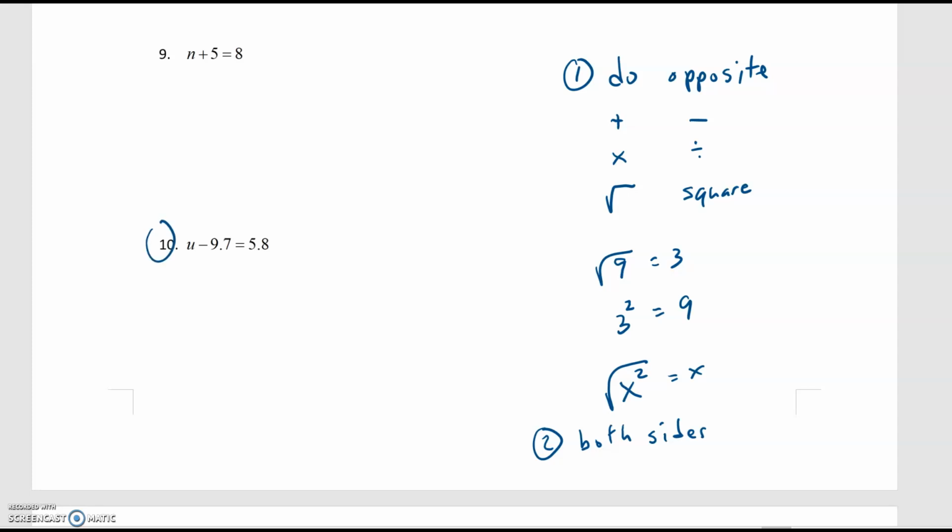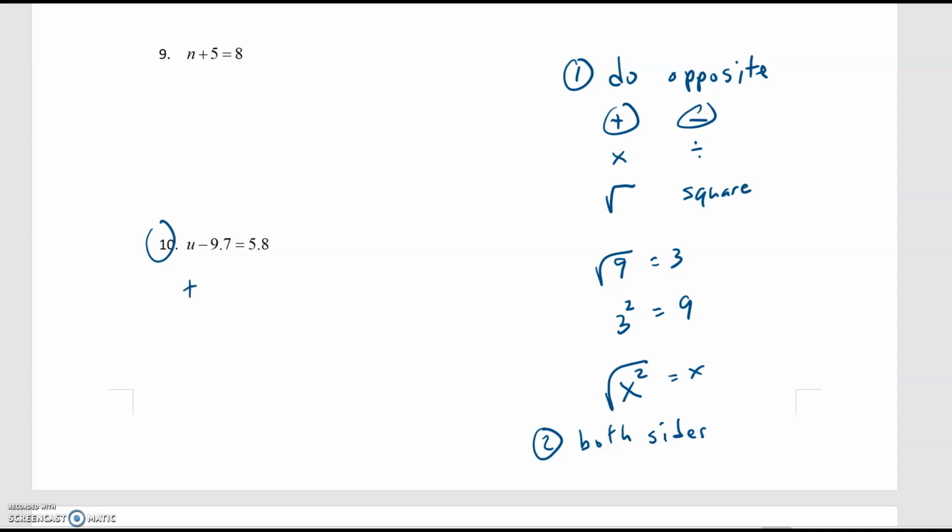We have u minus 9.7 equals 5.8. Before you even start, it's nice to at least have a rough idea. u has to be bigger than 9.7 in order to get a positive 5.8. So I'm guessing like a 14 or a 15 or something like that. But anyways, the opposite of minus is add. So I'm going to add 9.7 to the other side.